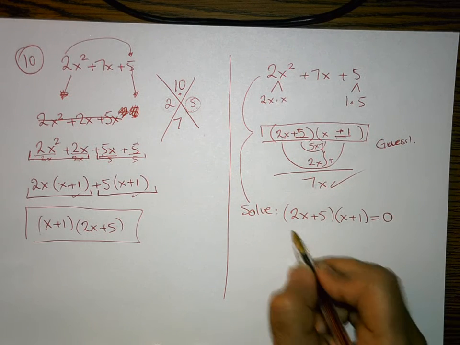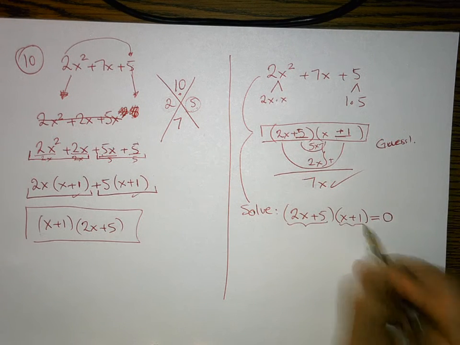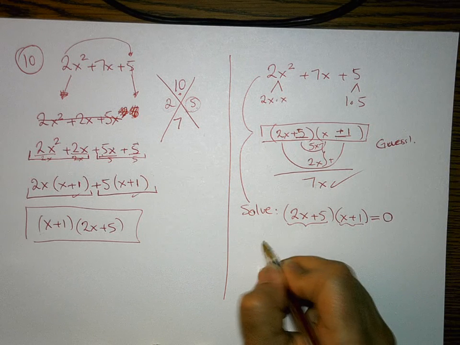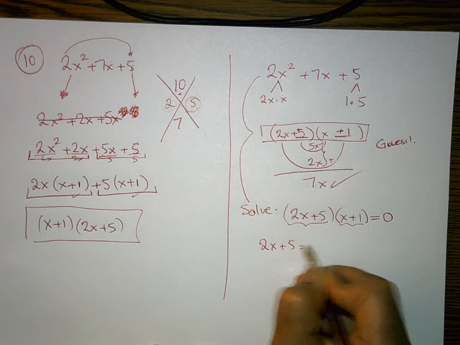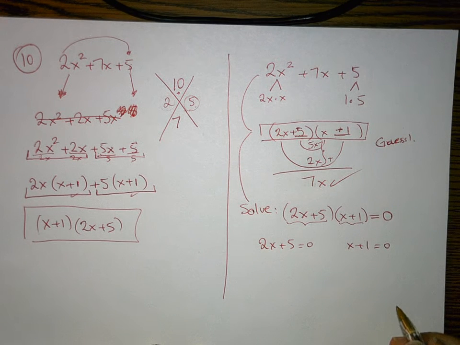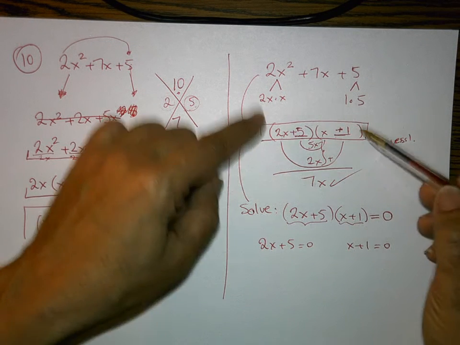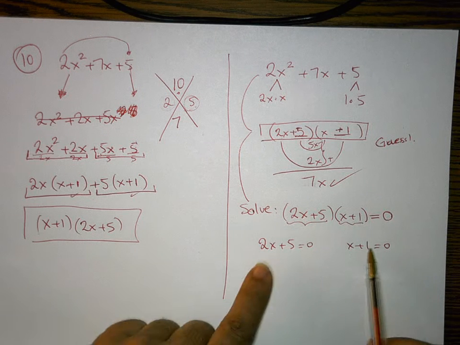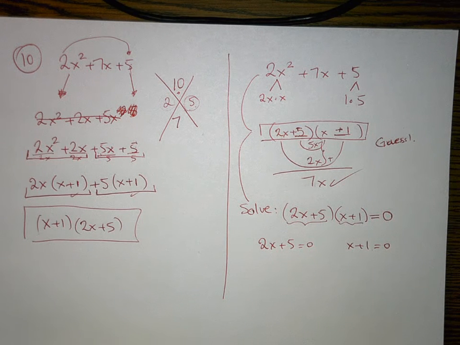You set each of the terms, each of the factors, equal to 0. 2x plus 5 equals 0, and x plus 1 equals 0. That is the easiest part. The harder part is finding the factors. Now you grab each factor, set it equal to 0, and then solve for x.